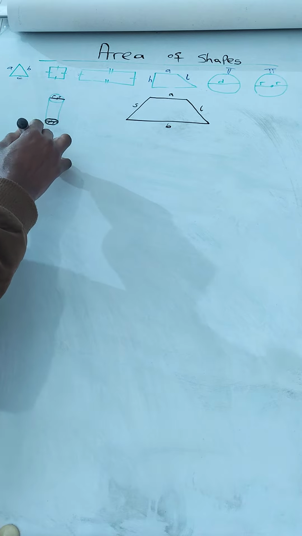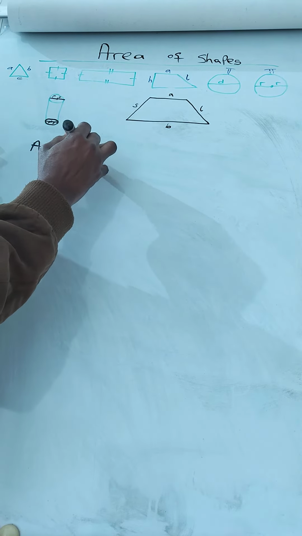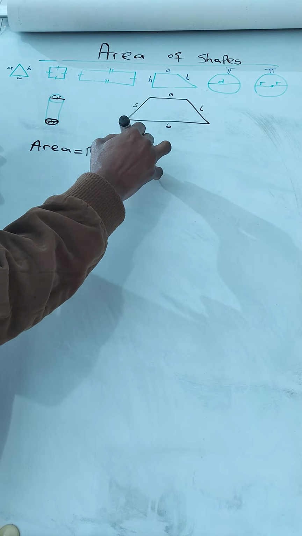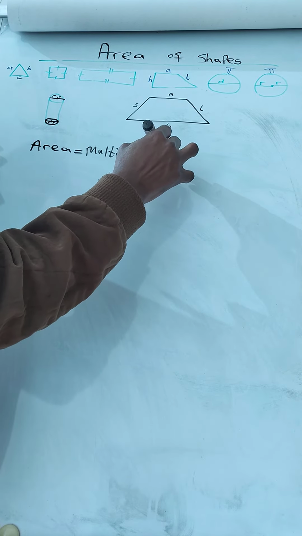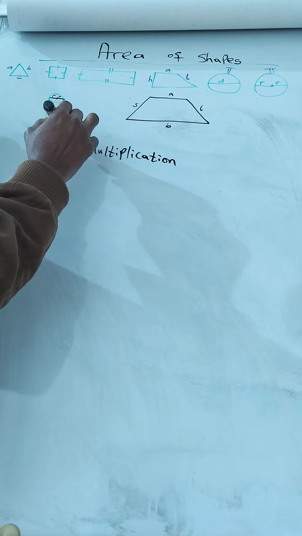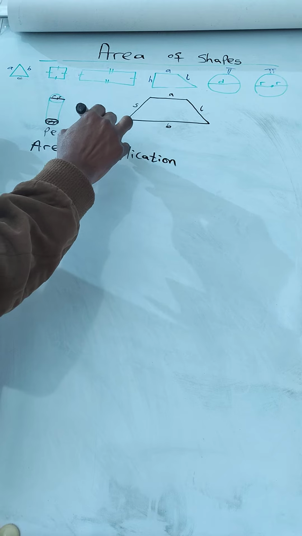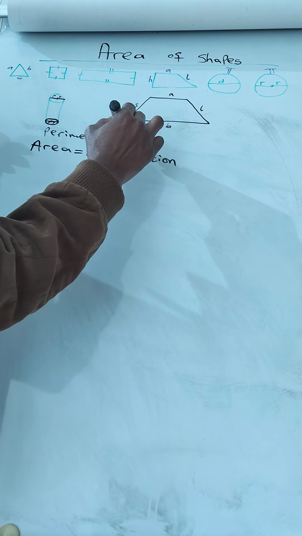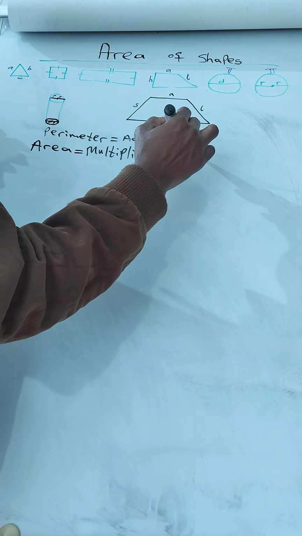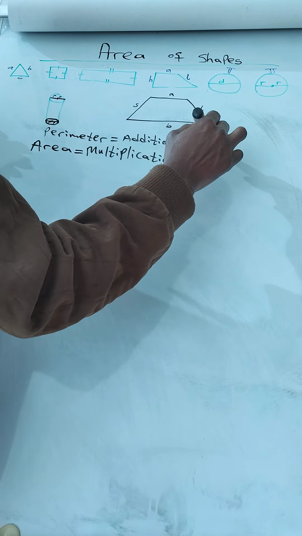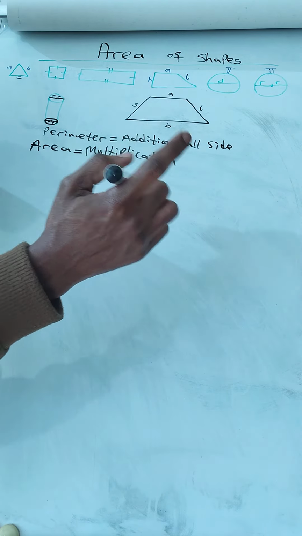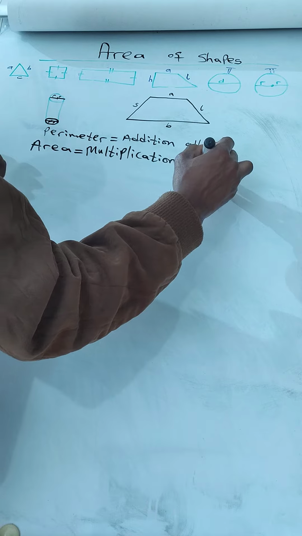One, area talks about multiplication, while perimeter talks about addition. So perimeter is the addition of all the sides, while area talks about only two sides.